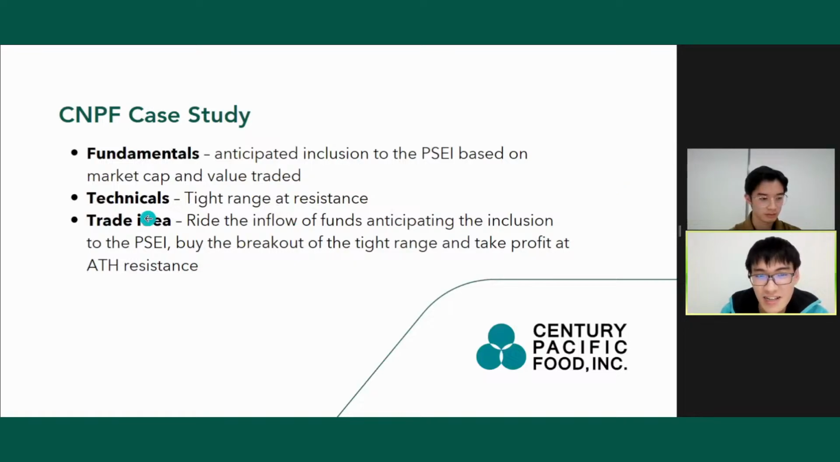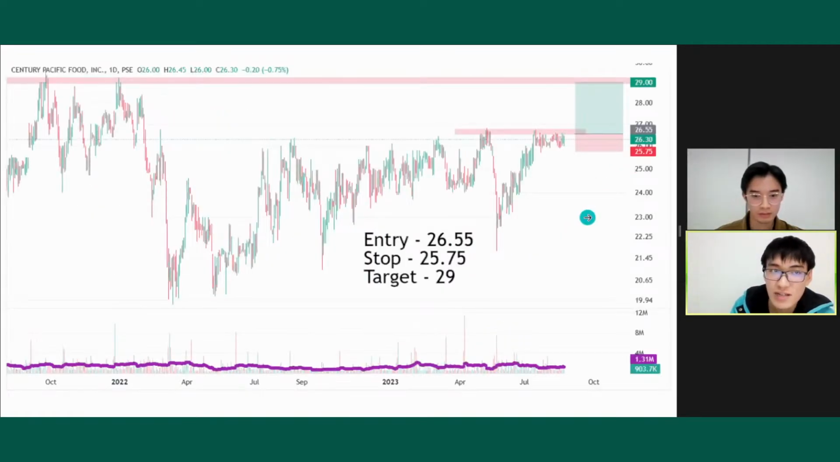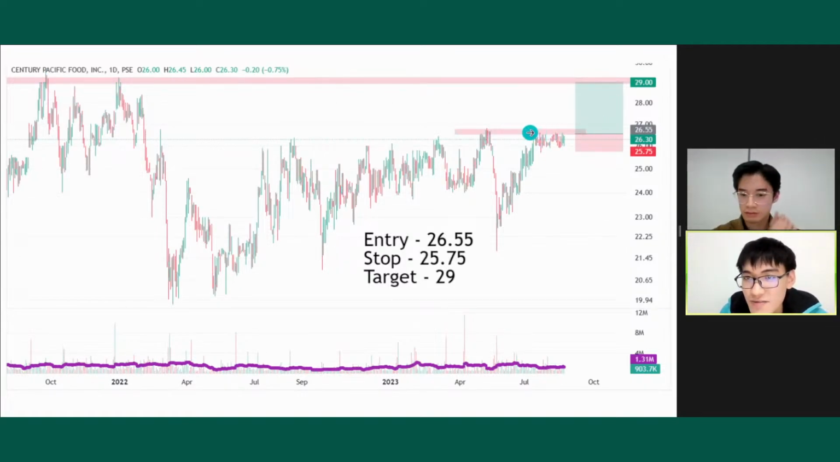Then technicals, it's a tight range at resistance. So my trade idea was to ride the inflow of funds, anticipating the inclusion to the PSCI. Then you buy the breakout of the tight range, then take profit at the next resistance. And in this case, it was the all-time high. Looking at the chart, your all-time high resistance was around 29. And here, parang it's tightly consolidating. So my idea was to buy the breakout of this range, stop loss below the low, target next resistance, right? So that was my trade plan.